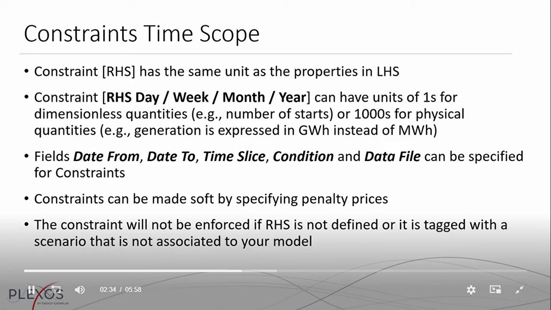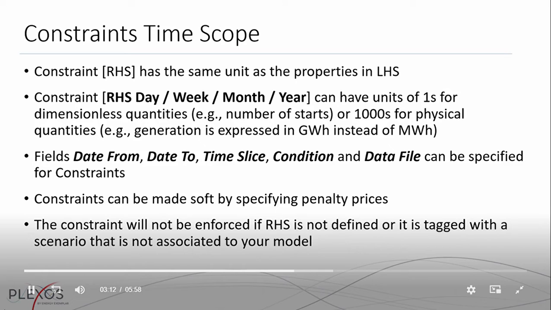An important point to note is that if the right-hand side day, week, month, or year property is used, then the value on the right-hand side will be multiplied by 1000 if a physical quantity such as generation is being constrained. But if the left-hand side has dimensionless quantities, such as the number of units generating in a given interval, then the value on the right-hand side remains as input.